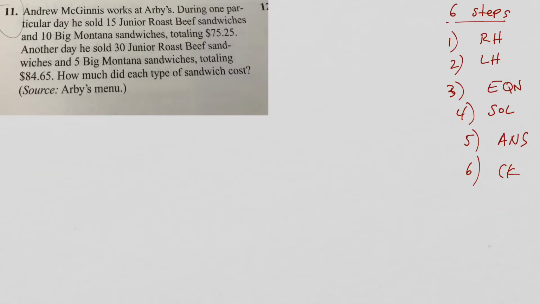Number 11, let's figure out what we're being asked to find. We're being asked to find the number of each type of sandwich, and we're talking about Big Montana sandwiches, so let's start there. The right-hand side equals the number of, or not the number, the cost of a Big Montana and the cost of a junior roast beef.